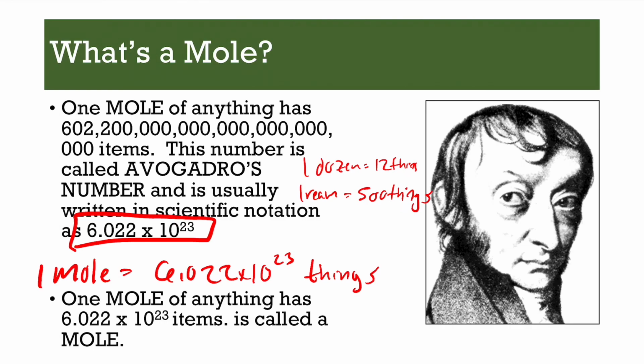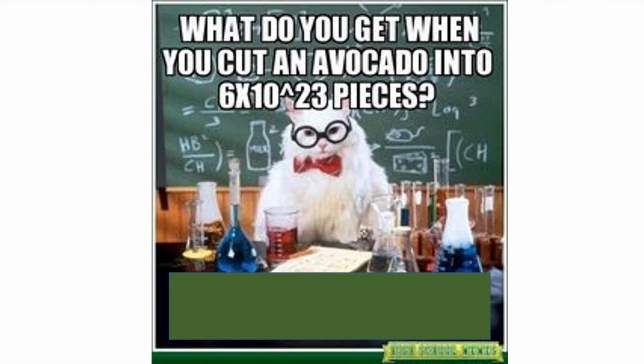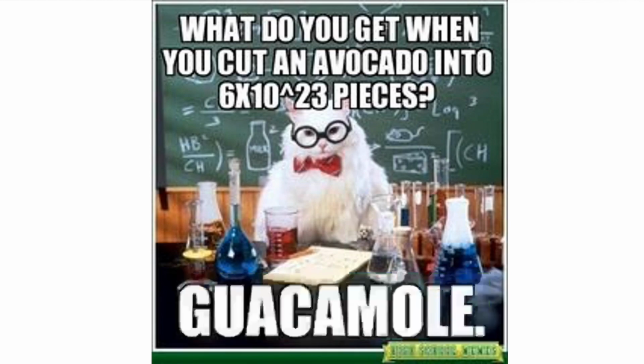Okay, so before we get into calculations, I have a question for you. What do you get when you cut an avocado into 6.6 times 10 to the 23 pieces? You get a guacamole. Ha ha ha ha ha.